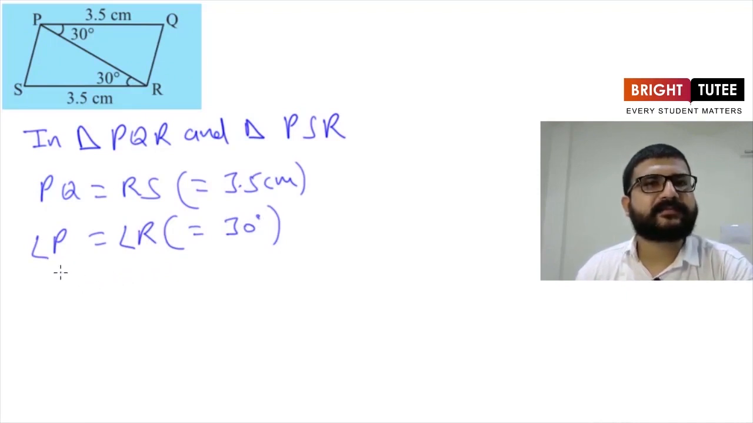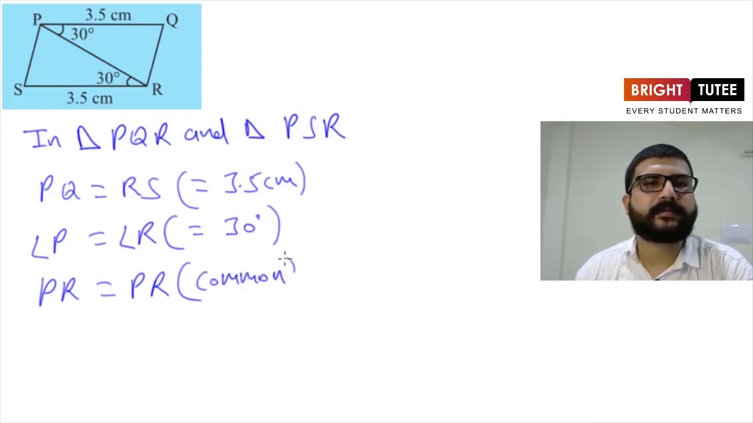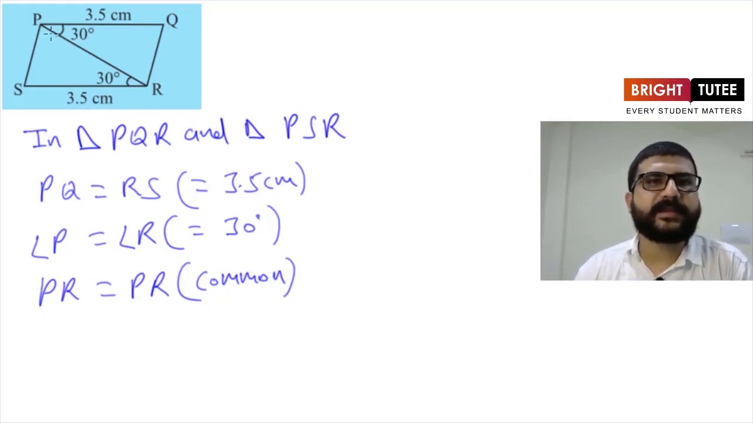What else do we have? Is there any other side which is equal in both triangles? Yes, we have one side, as we can see here. PR is the common side, so we can write PR is equal to PR, and for the reason we can write common, as PR is the common side to both triangles. Now can we use SAS criteria here? First let's see which sides we are considering. From triangle PQR we are considering PQ and PR, and the angle is the included angle. So the condition is satisfied.